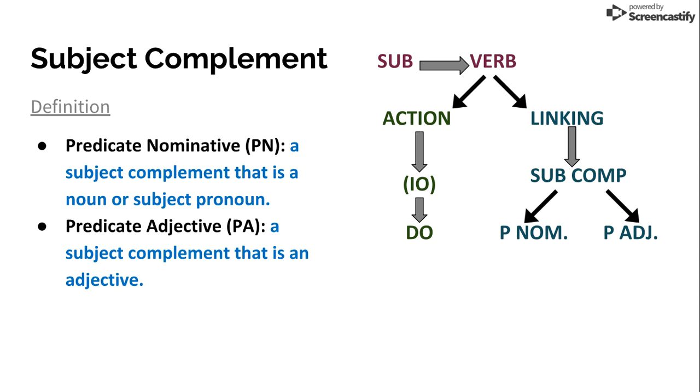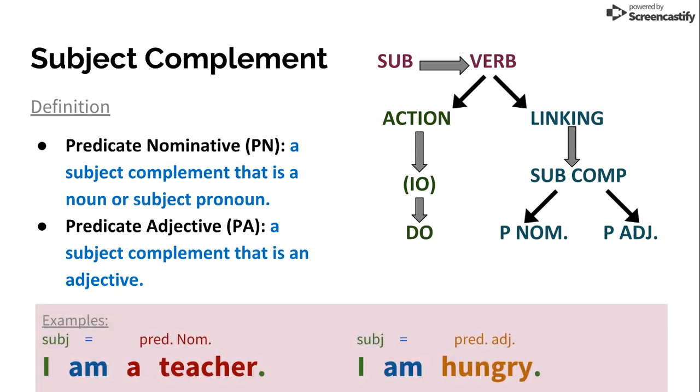In our example sentences, we have the same subject predicate pair, I am. Because am is a linking verb, both sentences also have subject complements. Because teacher is a noun, the red subject complement is a predicate nominative. Because hungry is an adjective, the yellow subject complement is a predicate adjective. And that's really all there is to PNs and PAs.